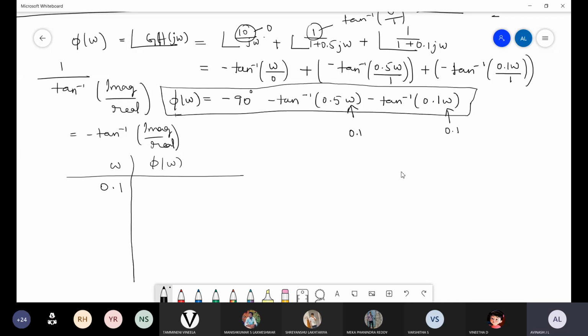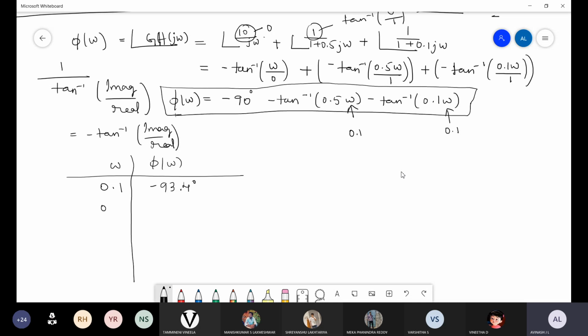Somebody calculate and tell me the answer. Minus 93.43. Very good, very good. So minus 93.43 degrees, I will make it as only 1 point, I will take it.